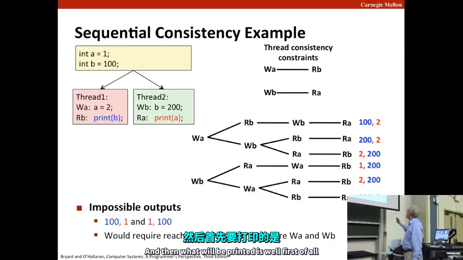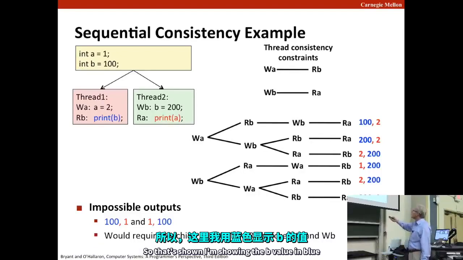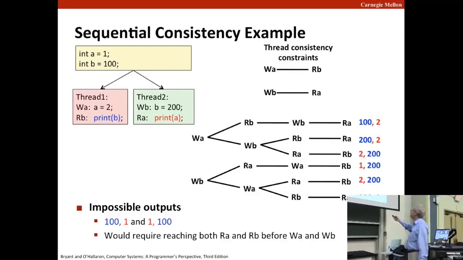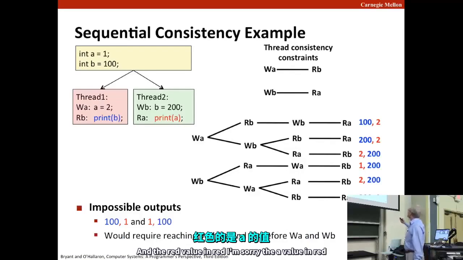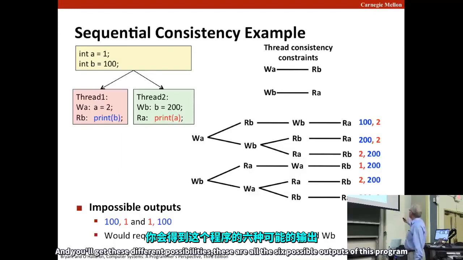And then what will be printed is, well, first of all, whether you print B before A will depend on the relative ordering of those 2 threads. So I'm showing the B value in blue and the A value in red, and you'll get these different possibilities. These are all the 6 possible outputs of this program.